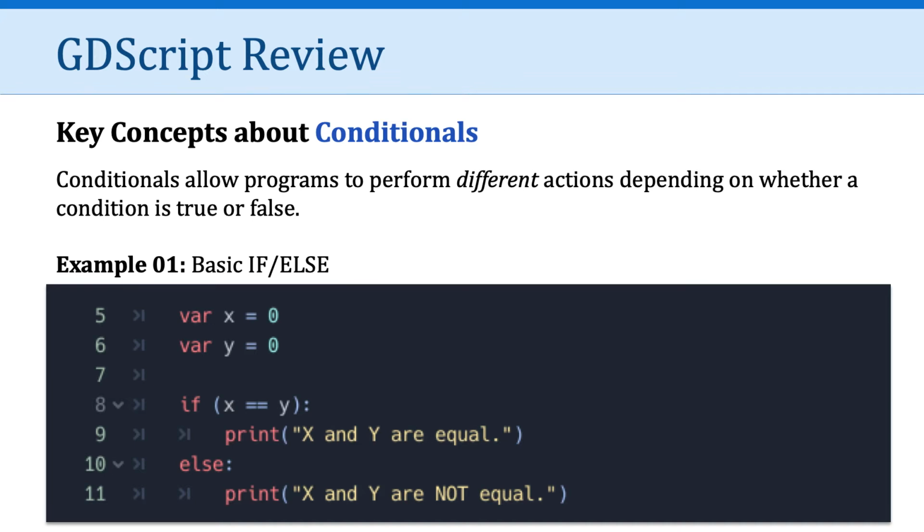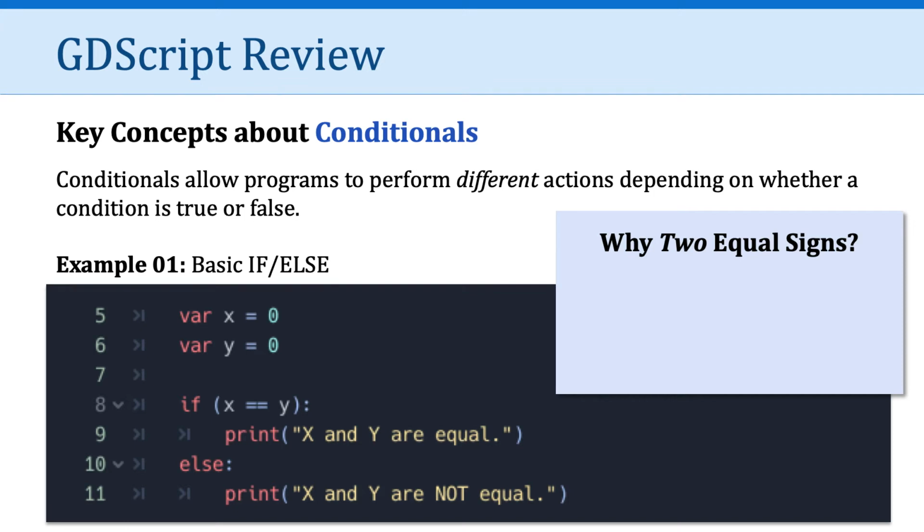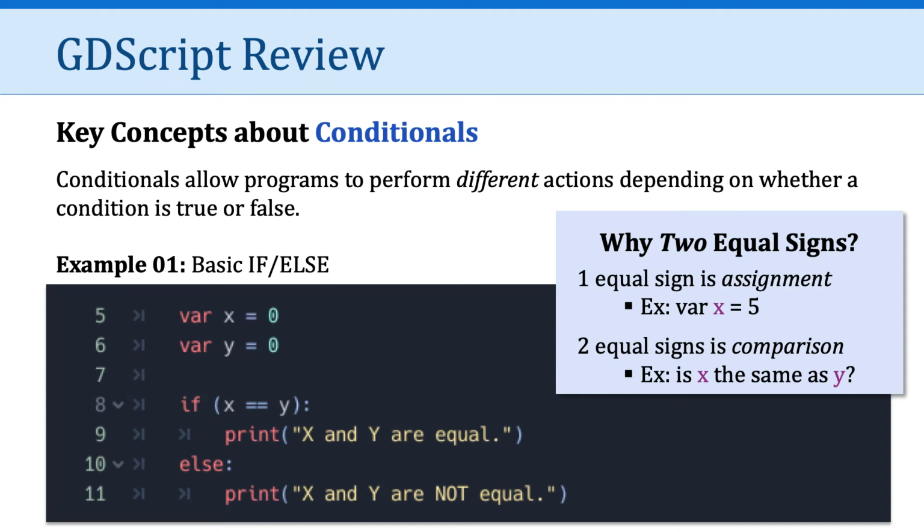Now, I'm sure you're asking yourself, why two equal signs? Well, in programming, one equal sign is assignment. For example, we might want the variable x to be assigned the value 5. In other words, we're making x equal to 5. That's an example of assignment. However, in if-else statements and other conditionals, we want to do a comparison. And so two equal signs indicates to the program that we need to do a comparison. In other words, is x the same as y?